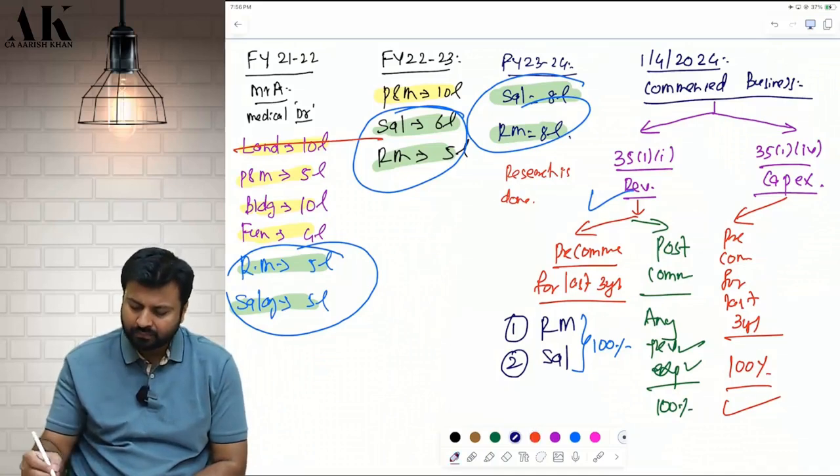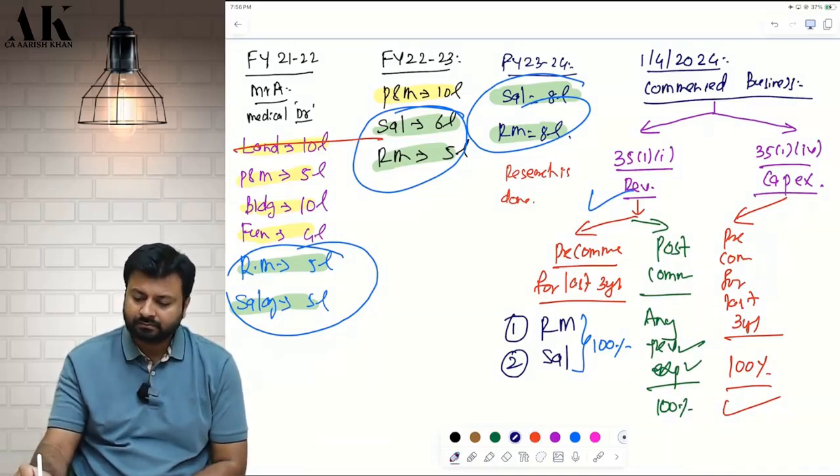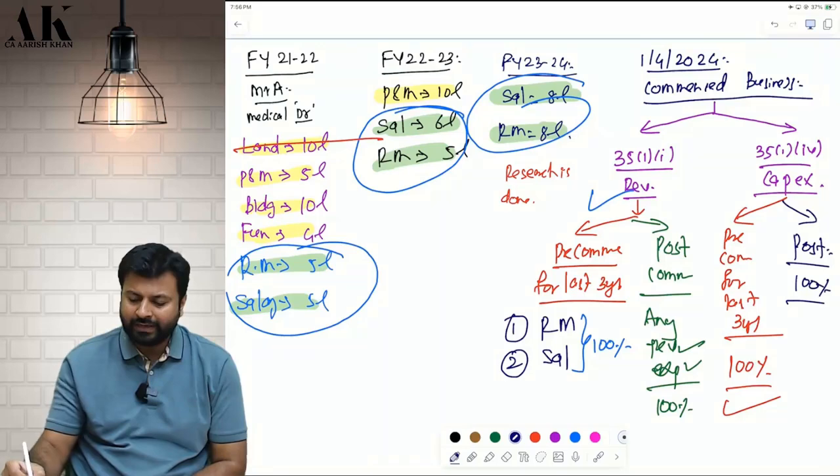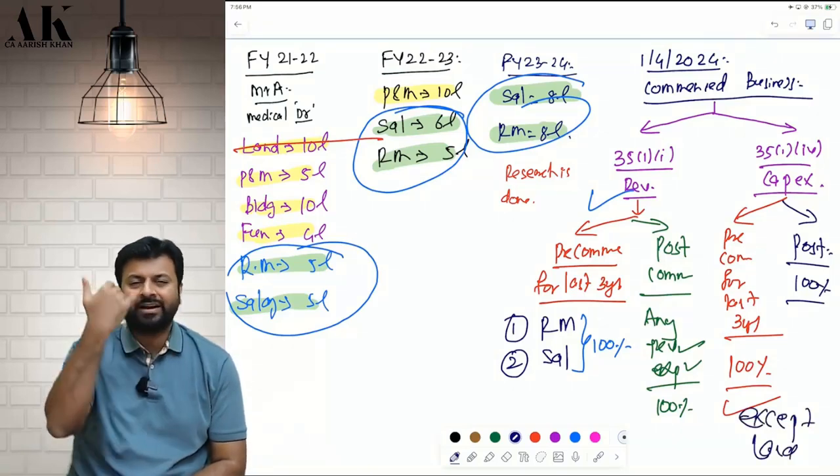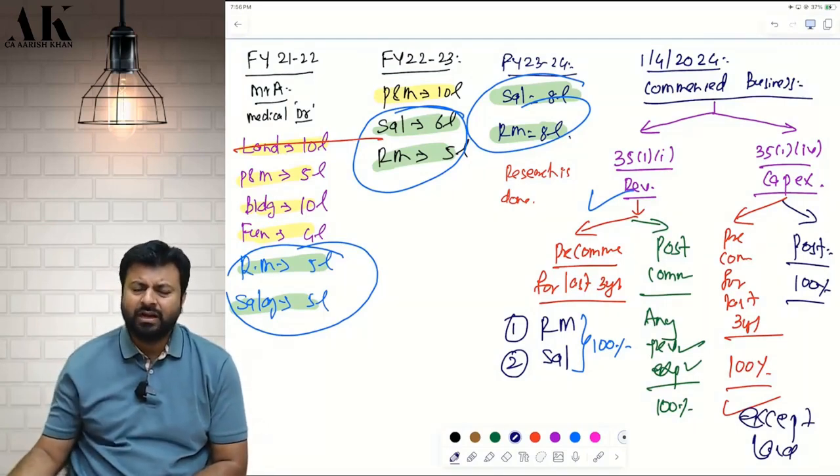Clear, sir. Sir, this is a great benefit. Sir, in post-commencement also I will get 100%? Post also 100%. Don't worry, except land. Don't ask for land. All other expenses 100% you can claim.